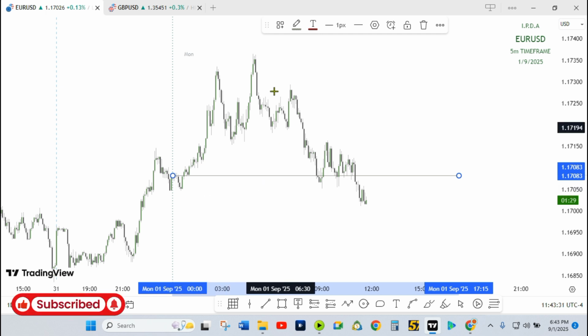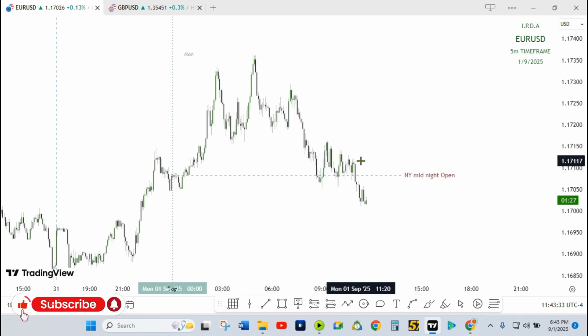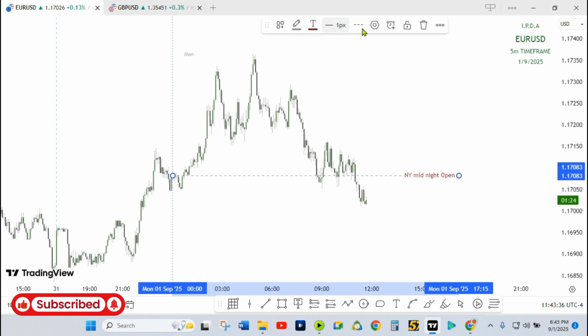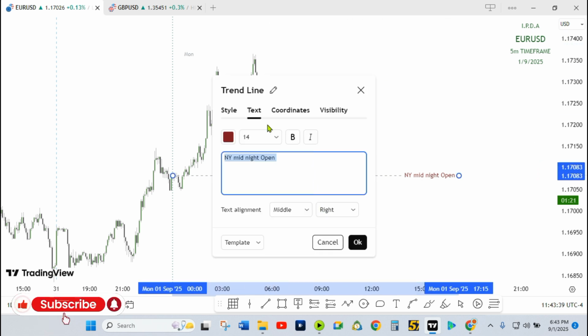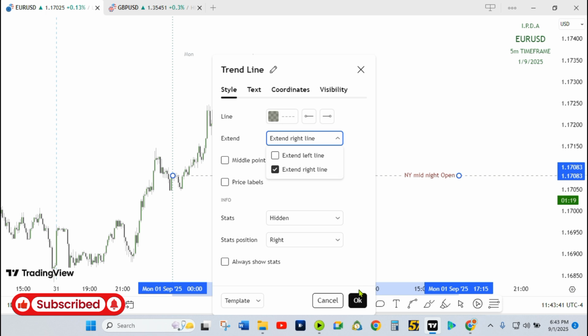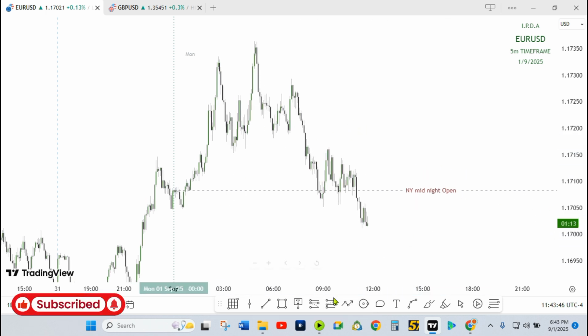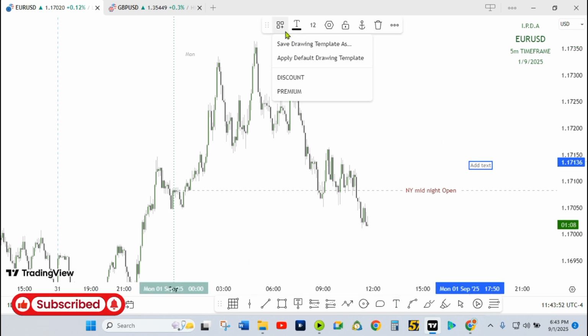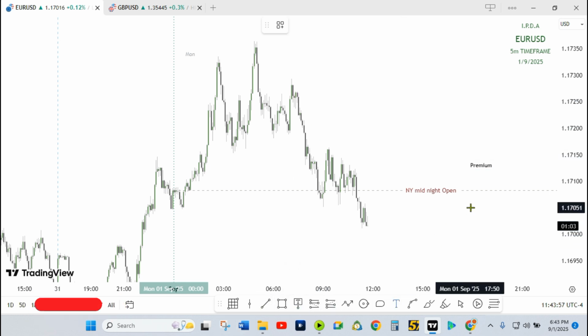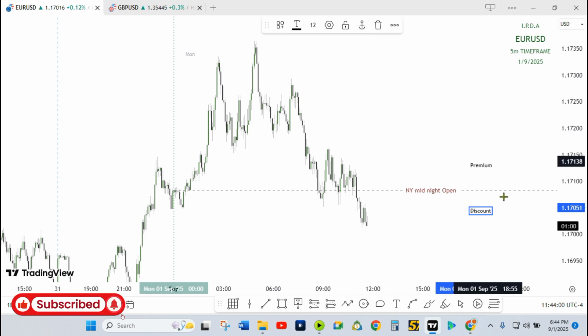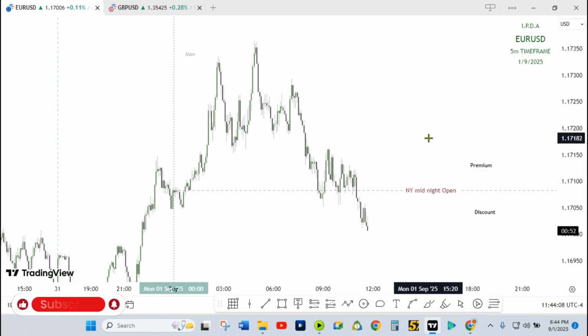So here, after marking the New York midnight open, this is the neutral price level, and above it is premium. Above it is premium, and below it is discount. After spotting the premium prices and the discount prices, this helps us to know where to sell and where to buy.